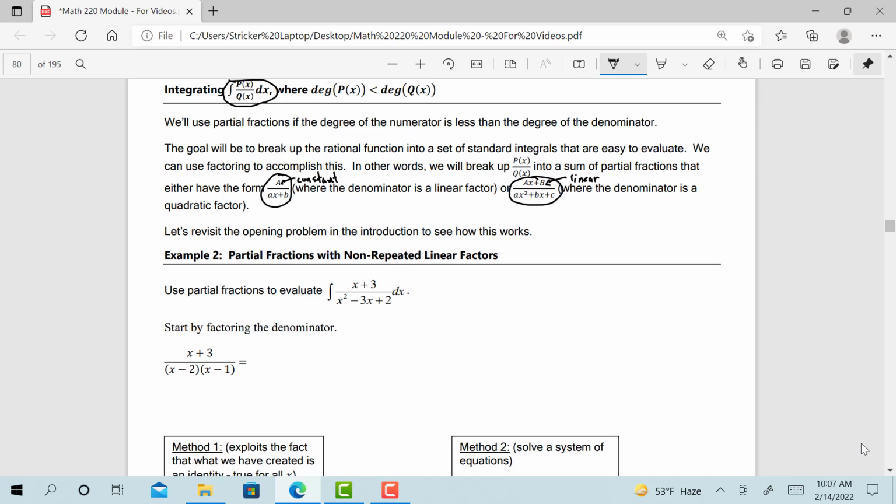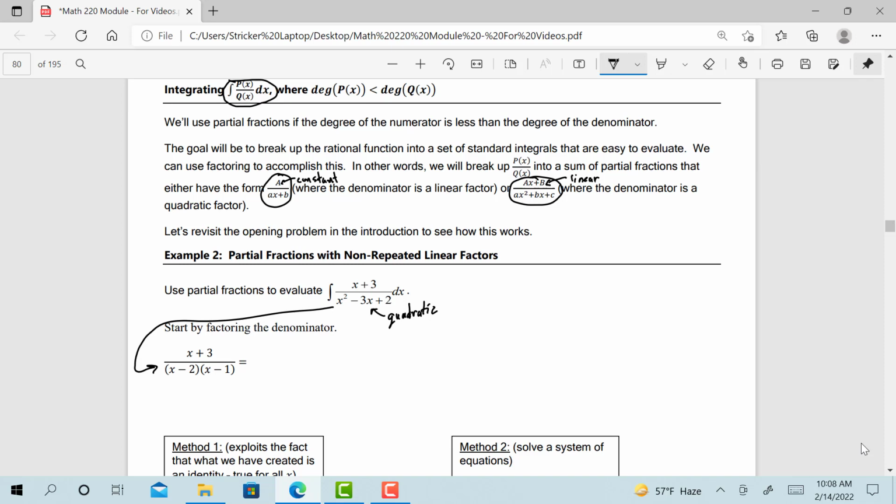So in example 2, it says use partial fractions to evaluate the integral, and then you see it, and it looks like this is quadratic, right? But if you can, you definitely always want to break it up into linear factors. And you can in this one because this one is factorable in the denominator, right? So the x squared minus 3x plus 2 is equivalent to x minus 2 times x minus 1. And so that's a product of linear factors.